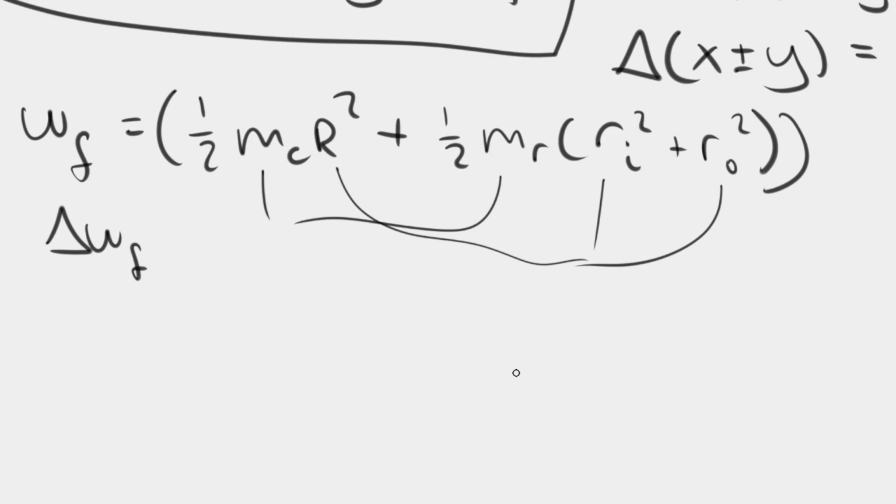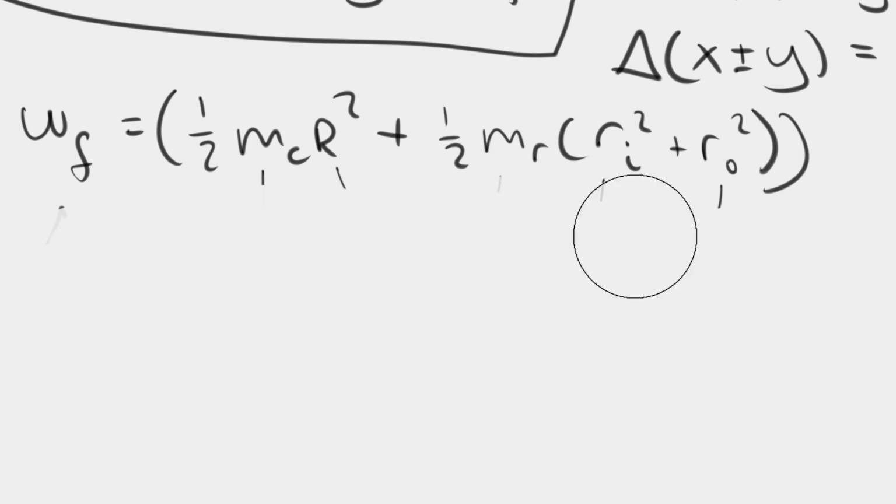Let's say the uncertainty of all of these things is equal to delta r, and the uncertainty of all of the masses is just delta m. So the uncertainty of MC is just delta m. The uncertainty of MR is just delta m. The uncertainty of capital R is just delta r. The uncertainty of RI is just delta r, and the uncertainty of RO is just delta r. So pause the video and work on the problem yourself.